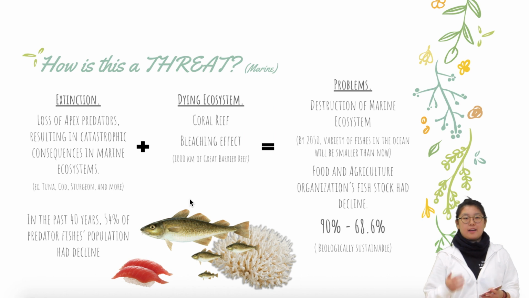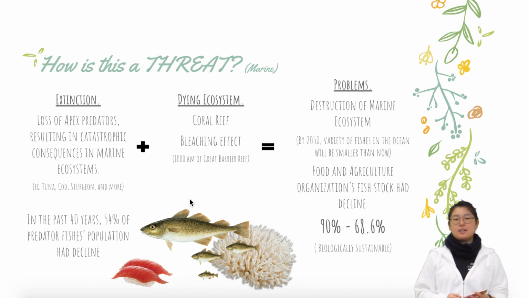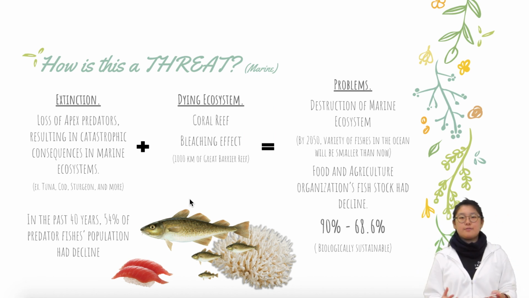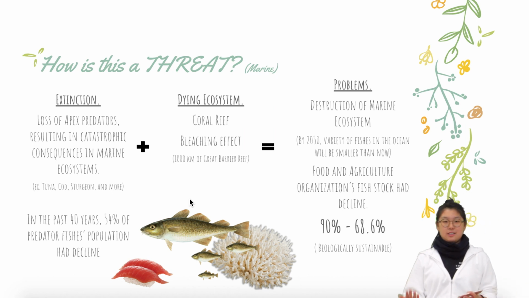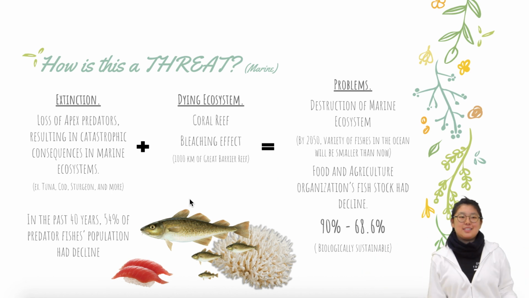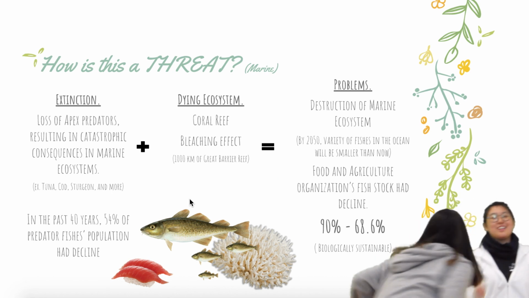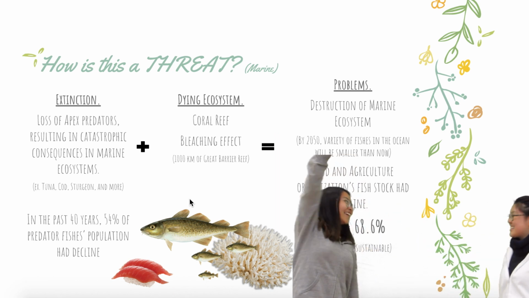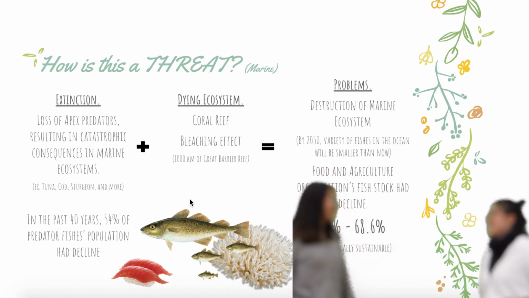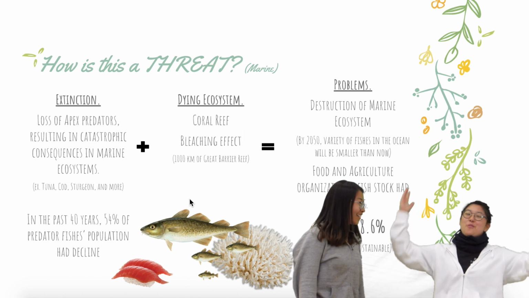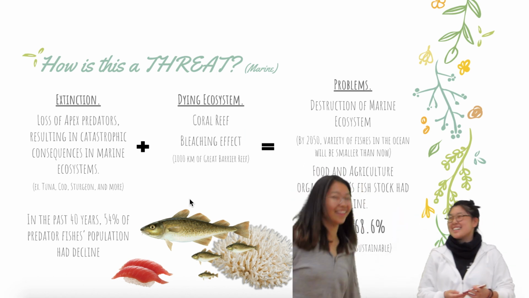Another effect results from the loss of herbivorous fishes, resulting in toxins from the seaweeds, killing the corals, which results in a bleaching effect. And all of these conclude in the destruction of marine ecosystems. Yes. So does the coral turn white? Yes, it turns pure white like in the picture.